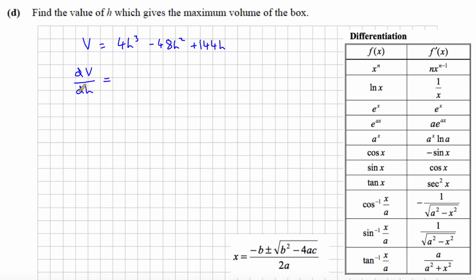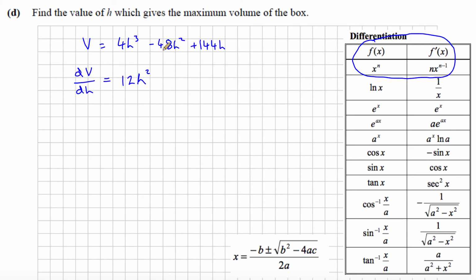So we differentiate this, and we can use this rule from the tables book. I've taken this from the tables book. If you have a function x to the n, the derivative of the function, we can use this rule. So for each term we can use that rule. So we bring the power to the front, that gives us 3 times 4, which is 12, and then reduce the power of h by 1.